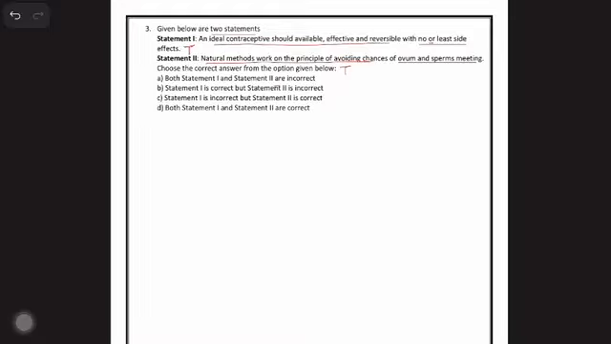A, both statement 1 and 2 are incorrect. This will not be the answer because both are correct. B, statement 1 is correct, 2 is incorrect. Again, not the answer. Statement 1 is incorrect, statement 2 is correct, not the answer. So, lastly, the answer is option D, statement 1 and 2 are both correct.